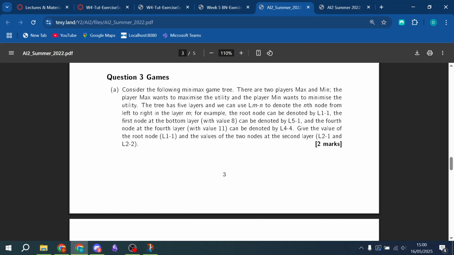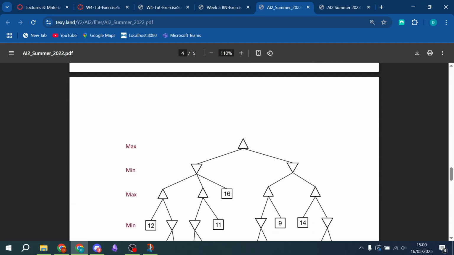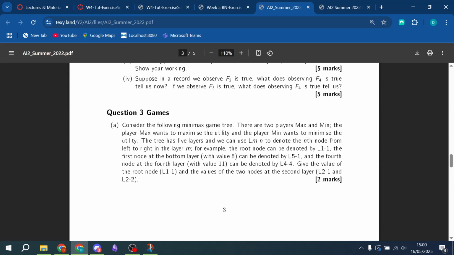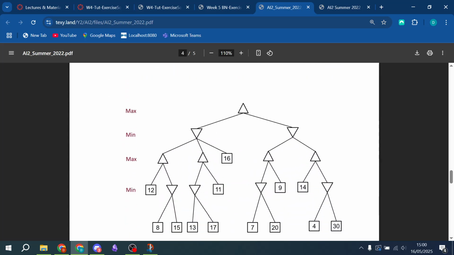And they use this notation. So this would be L1 dash 1. This one here would be L3 dash 3 because we go L3 then 1 2 3. Sorry, I'm scrolling all over the place. It says give the minimax value of the root node and the two nodes at the second layer. So, no alpha beta pruning or anything.